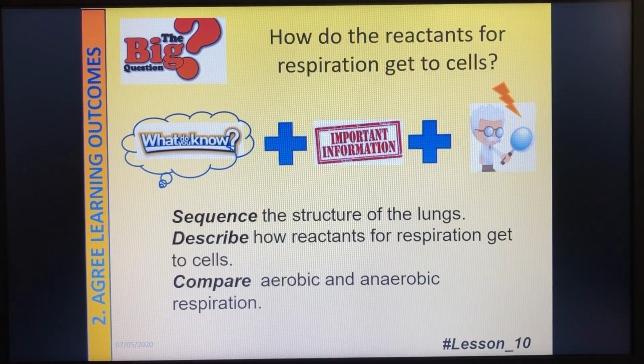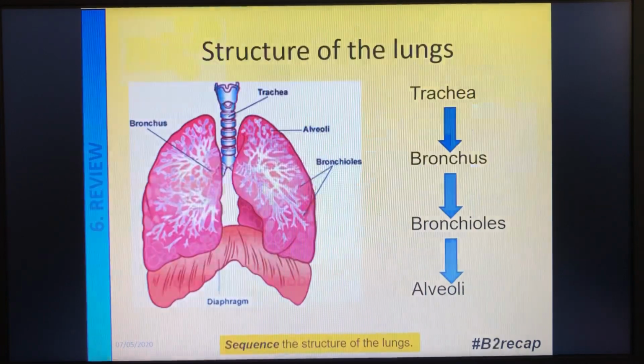How do the reactants for respiration get to cells? And we're going to do some more recap learning from the topic B1 today as well. If you need extra time, pause now. So first of all, we're going to do ourselves a basic structure of the lungs picture.